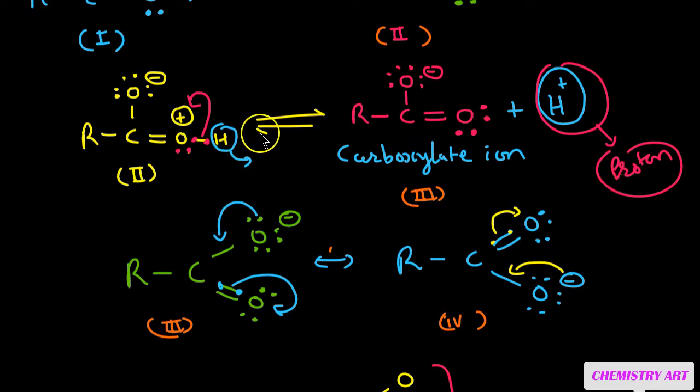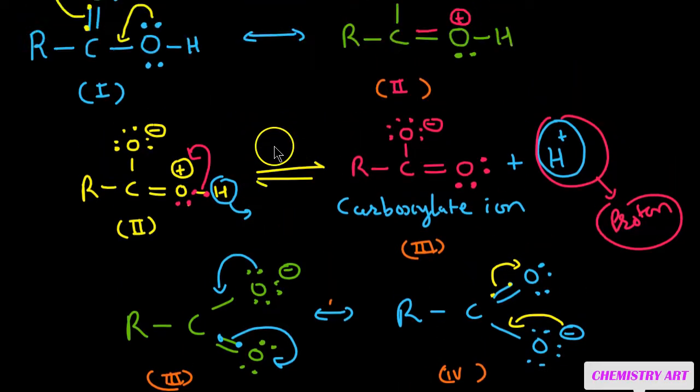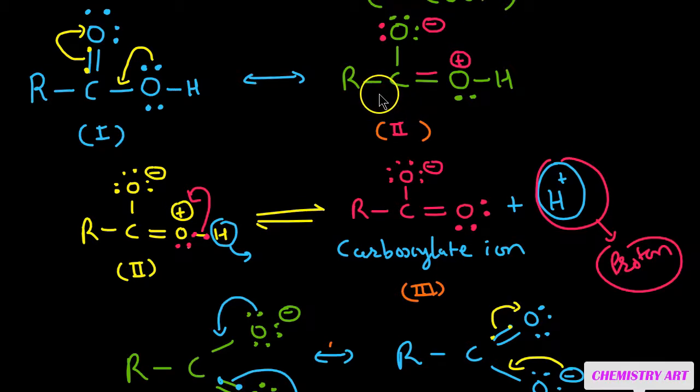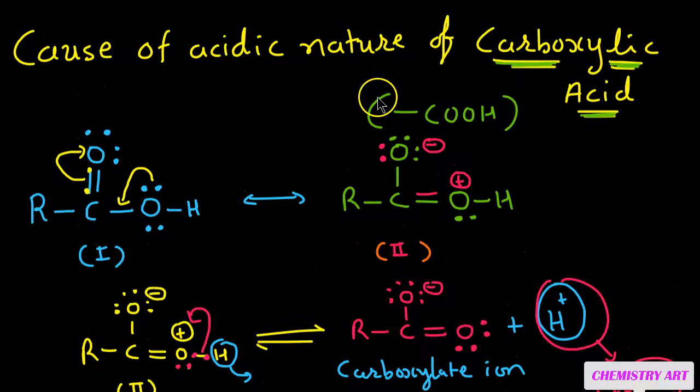Now in the next video we'll see that if different R groups are attached to this carboxylic acid, which one is strongly acidic and which one is weakly acidic.